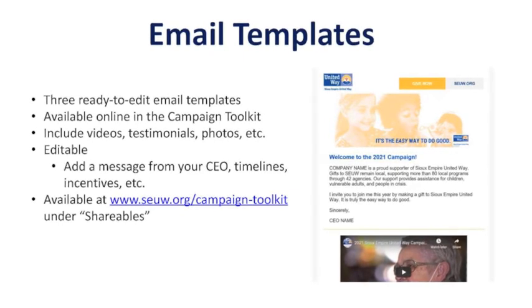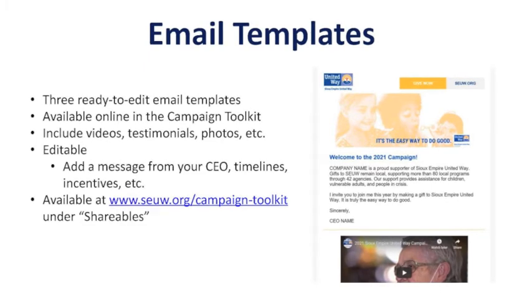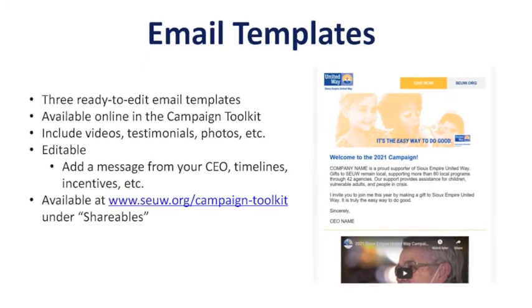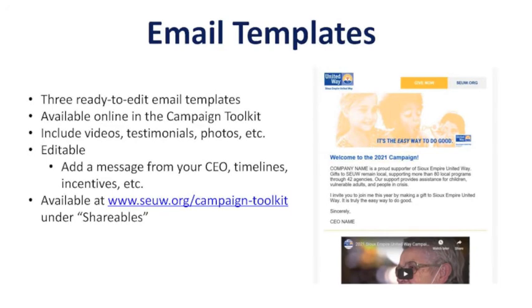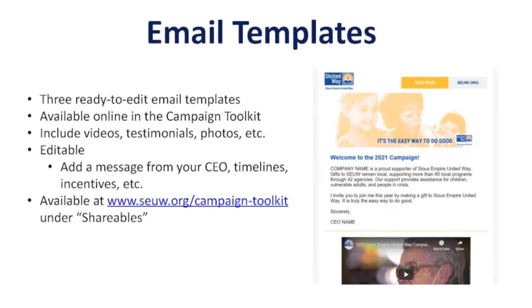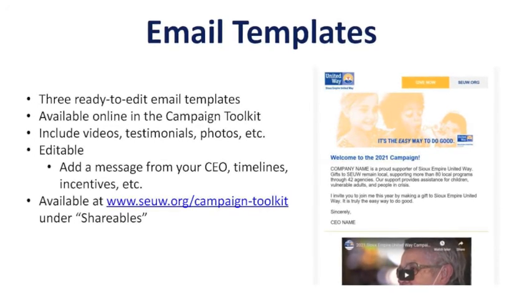Email templates. Email templates are available on our website at seu.org, and it's right in the campaign toolkit. Those are a really great resource for you. They are editable, so you can change the wording, you can add your own incentives, you can add your own timelines. They include videos or examples of impact and outcomes. So that's a great way. Utilize those and edit them to your needs and send those out as a way to communicate the campaign.